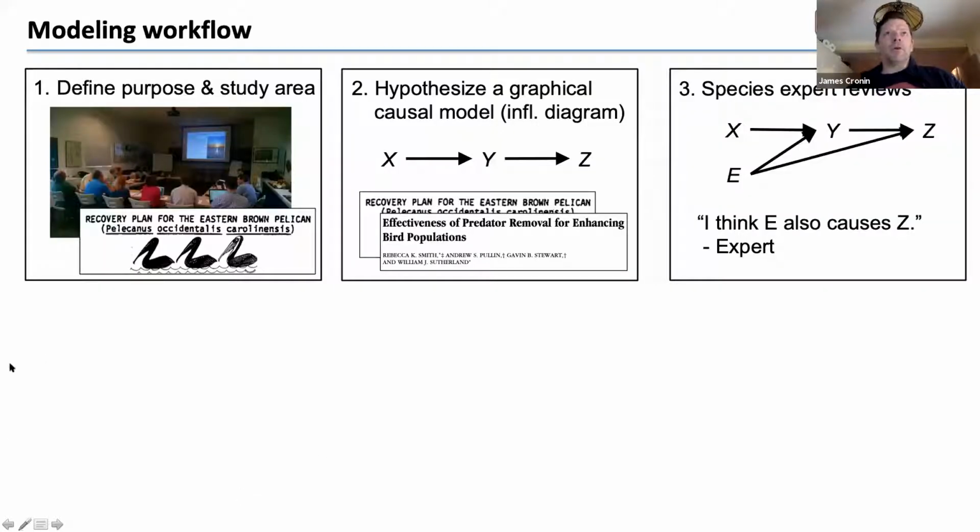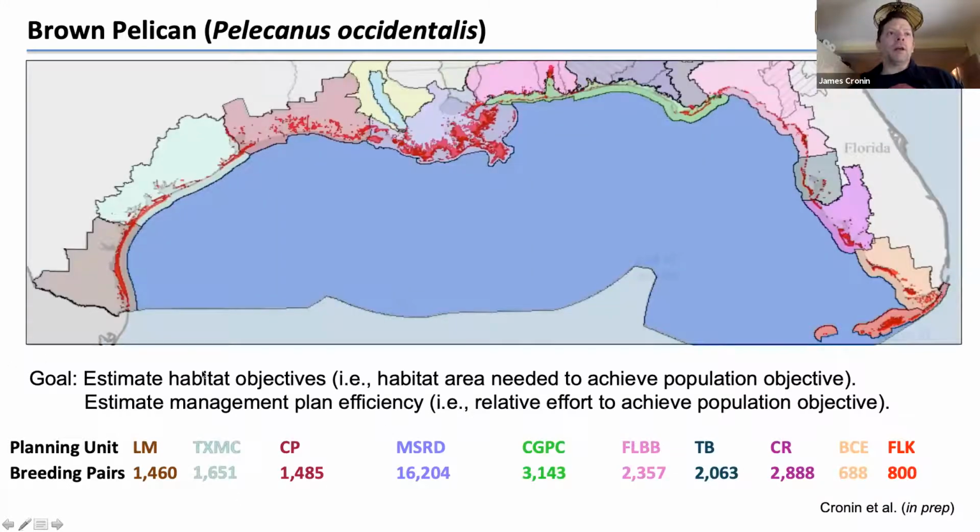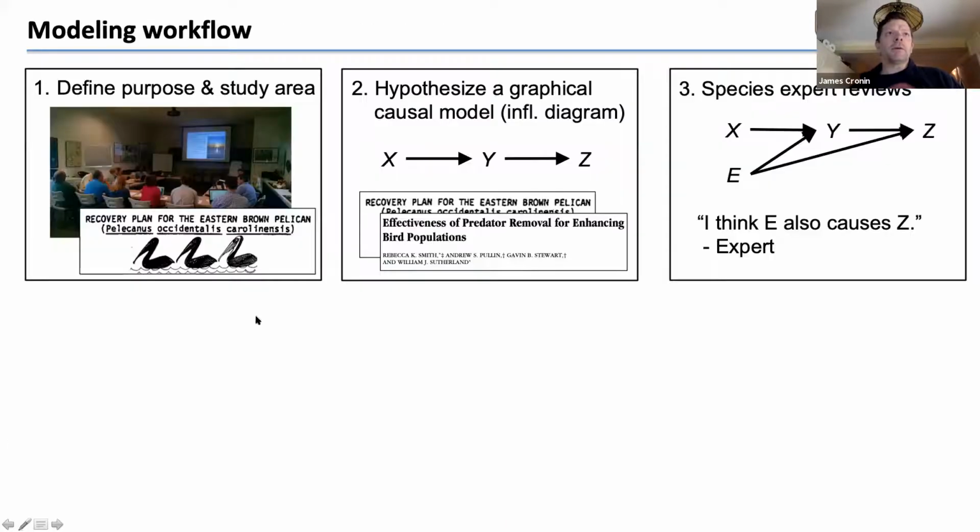Okay, so in order to develop a model to get at these two goals, I'm going to take you through our modeling workflow. The first thing that we do is we define a purpose and the study area, and we do that by working with the biological objectives working group and by reading the recovery plan for the critter. We then hypothesize what I'll call a graphical causal model. You might have heard these referred to as influence diagrams, but they're just box and arrow diagrams that transparently show how we think the world works for a species.